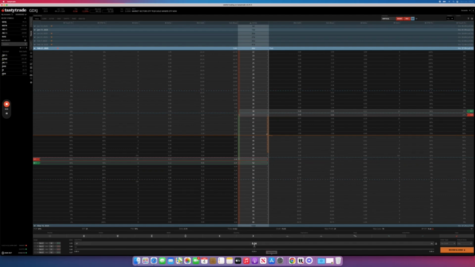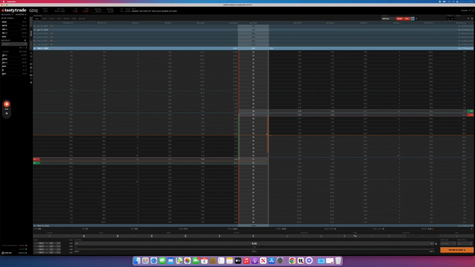So we're giving up some of our premium to buy the contract. So we collect less premium up front, but we reduce our buying power requirement. And our buying power requirement is determined by our max loss. And our max loss is determined by the spread between our two contracts, which is $1, minus the premium that we collect up front, which is 24 cents.